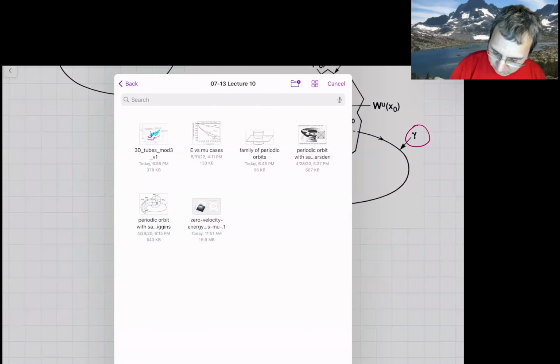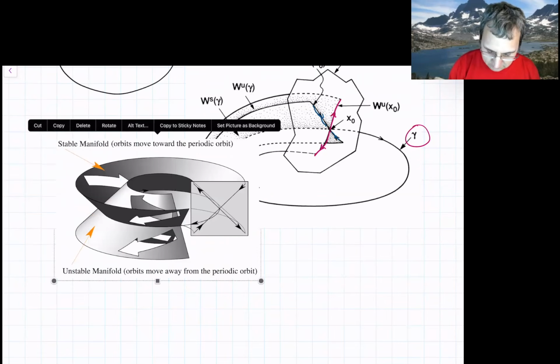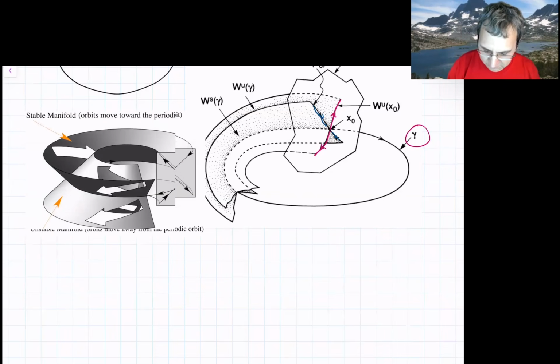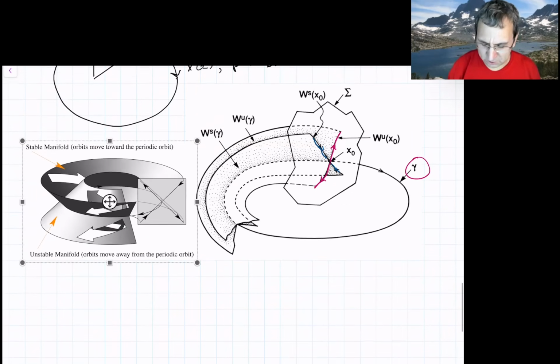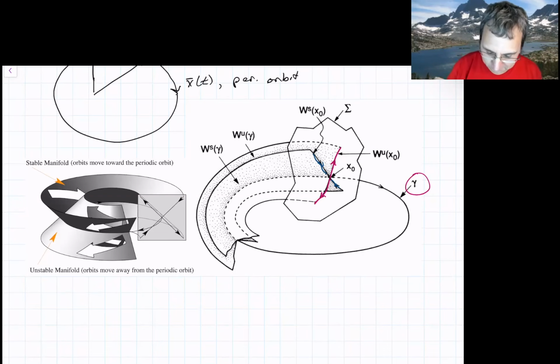Another depiction would be this. This should be reminiscent of when I showed that McGehee representation. It kind of looked like this. You've got the periodic orbit in the middle of the X, and you've got directions where things are leaving the periodic orbit, that's the unstable manifold, and directions where things are approaching, the stable manifold.